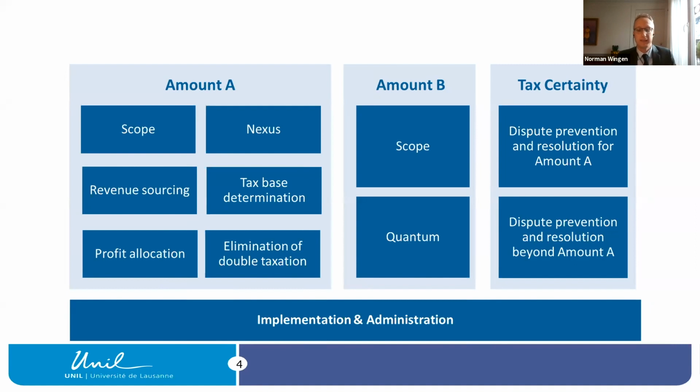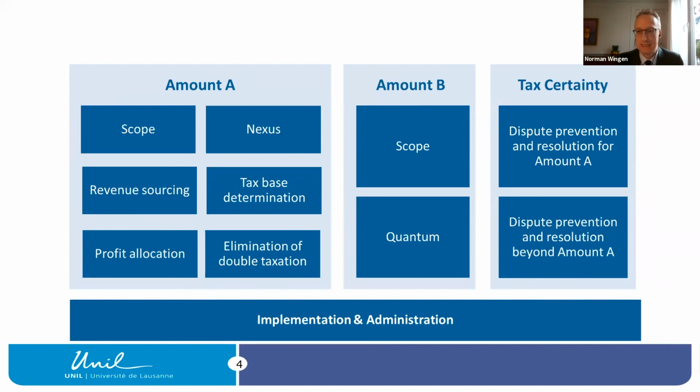And by the way, Amount B, which is the baseline, which is a fixed return for baseline marketing and distribution activities, is still in the first layer in the existing transfer pricing allocation, because the design is so that Amount B should approximate an arm's length return for these activities. But again, so we have the first layer, the existing profit allocation, and based on that, Amount A reallocates parts of the profits to the market jurisdictions. And therefore we have certain interactions, which are challenging, but which we are optimistic that we can address.